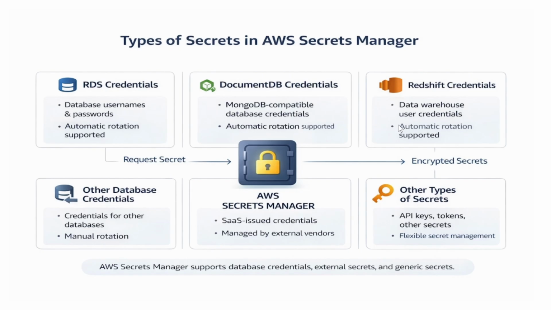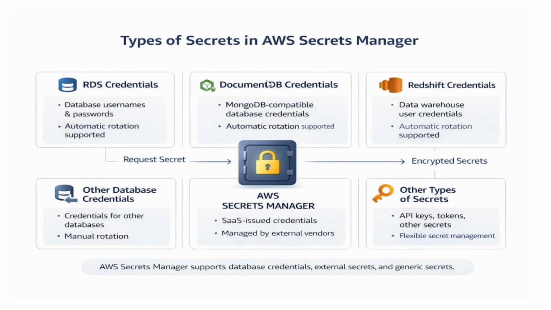Let's move on. AWS applications use different kinds of credentials, and managing them securely is critical. With Secrets Manager, you can store and manage multiple types of secrets in one central place. The first one here is RDS credentials, which is the relational database. You can store your database username and password with built-in support for automatic rotation.